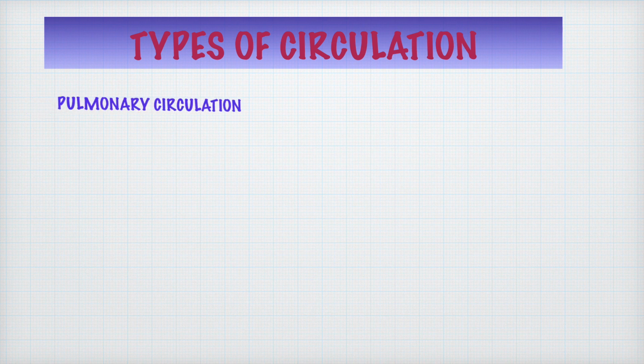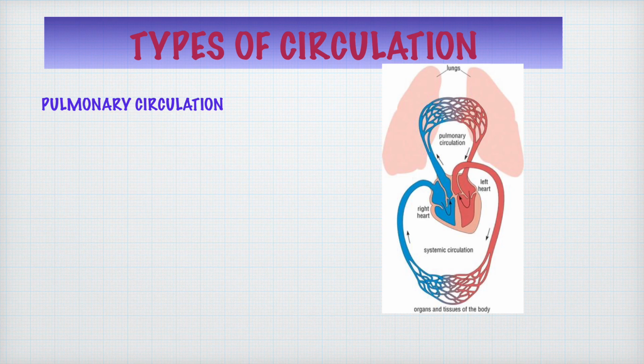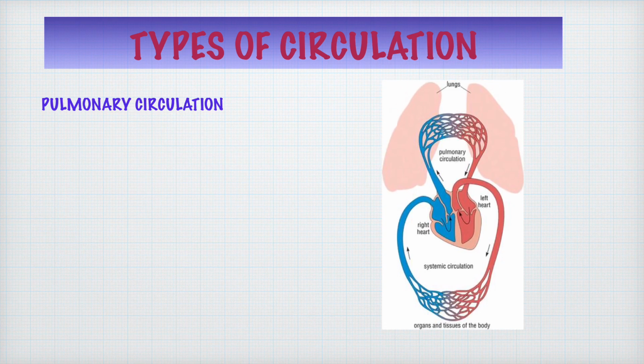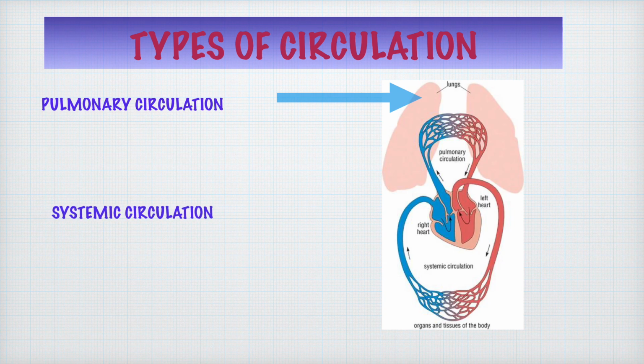The first type is pulmonary circulation. It involves the heart and lungs. In this circulation, the deoxygenated blood is circulated from the right heart to the lungs where it is oxygenated and circulated back to the left heart. The second type is systemic circulation. It involves different organs and tissues of the body and the heart. In this circulation, the deoxygenated blood is circulated from these tissues and organs of the body to the right heart, and the oxygenated blood is supplied to the tissues and organs of the body through the left heart.